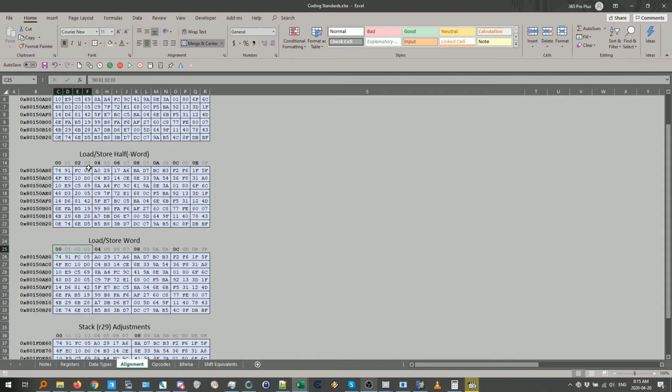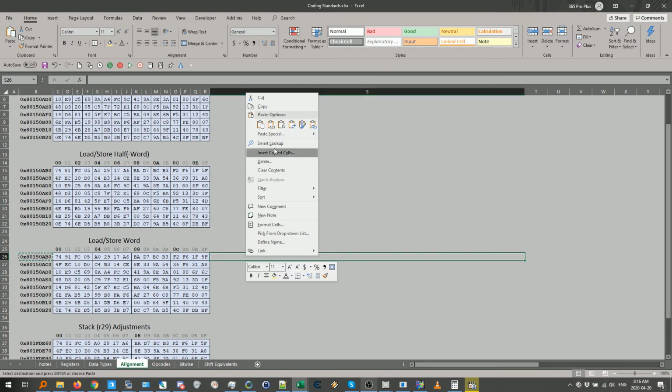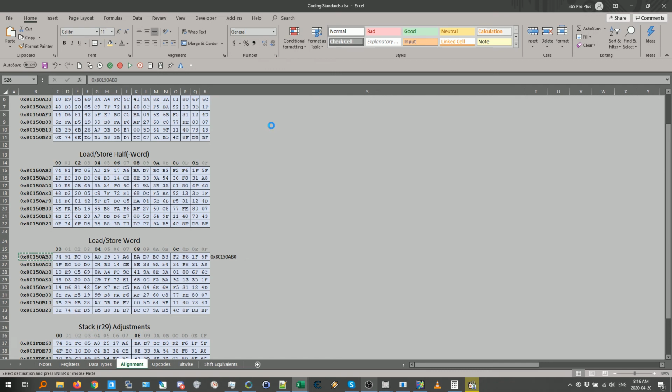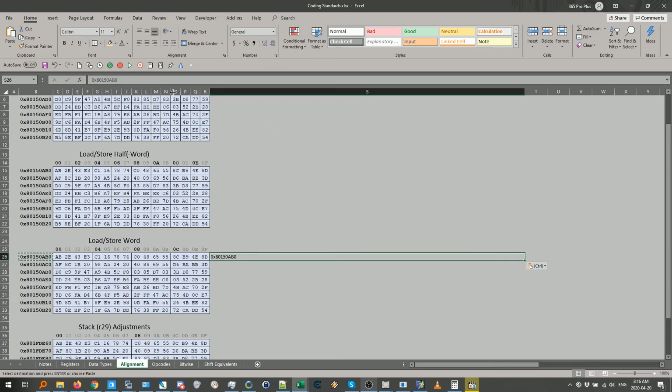So let's take words for example. This address right here. As you can see here, the correct values for this would be ending with 4, 8, C, or 0. So if you end it with a 3, that's not going to work.